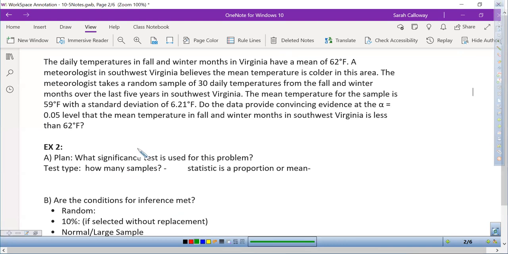So if I'm thinking about this for the sample, that means that we only have one sample. And then if we're looking at our statistic, we're talking about a mean. So remember that if it's a mean, we're doing a t-test. If it's a proportion, we're doing a z-test. So that means that we are doing a one sample t-test for this.